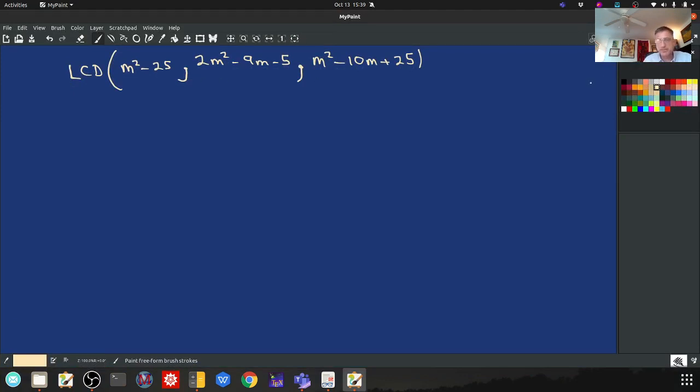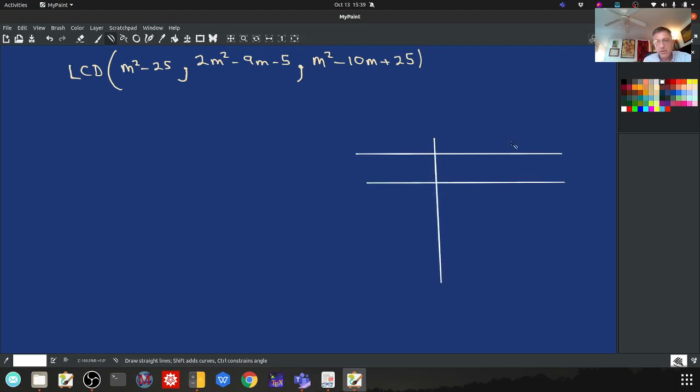So here, we're going to make our table. I probably didn't make it big enough. Let's see if I can extend this out just a little bit more.